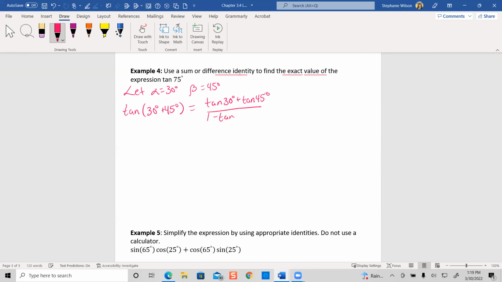So once we're done plugging in, now we're going to clean it up. Okay, so once we do that, what do we know? Well, we know that tangent of 30 degrees is the square root of 3 over 3. And we're going to add it to the tangent of 45 degrees, which is 1. All divided by 1 minus the tangent of 30 degrees, square root of 3 over 3, times that 1 for tangent of 45 degrees.